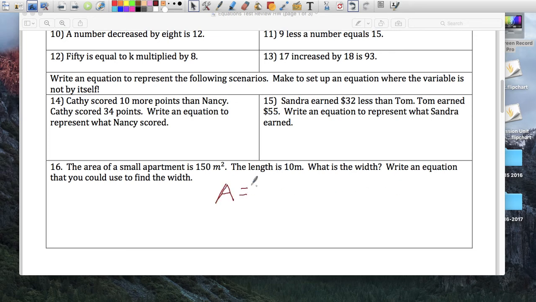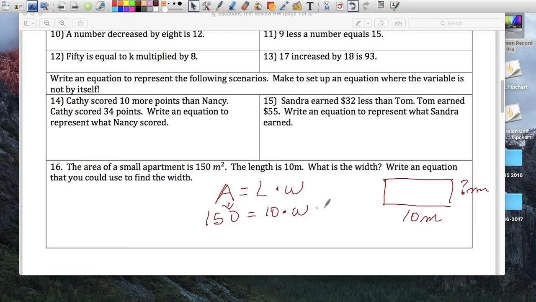Apparently the apartment is a rectangle, right? So the length is 10 meters, and we're looking for the width. I don't know how much the width is, but I know that if I multiply length times width, I get 150. So the area is 150, the length is 10 meters, and I don't know what the width is. So what times 10 will give you 150? What does the width have to be?